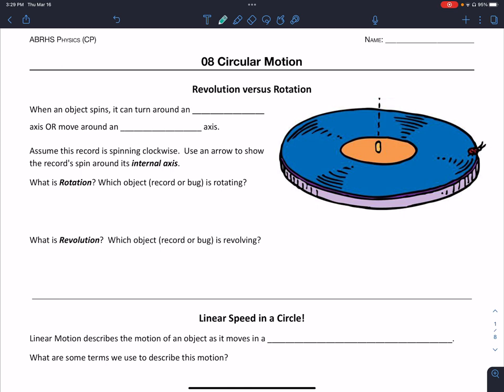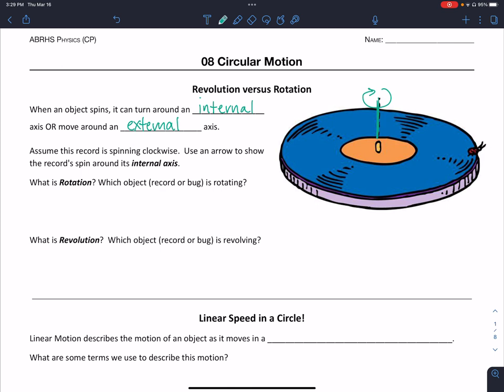When an object spins, it can do so in two different ways. It can turn around an internal axis, or it can move around an external axis. If it spins, it tends to be moving around something internal, and if it moves in a circular path, we tend to be moving around something external. Let's assume that this record is spinning clockwise. Here's our central axis, and we're spinning in this direction around that axis. So we have two objects moving in a circular path: the record, and the bug out on the edge.